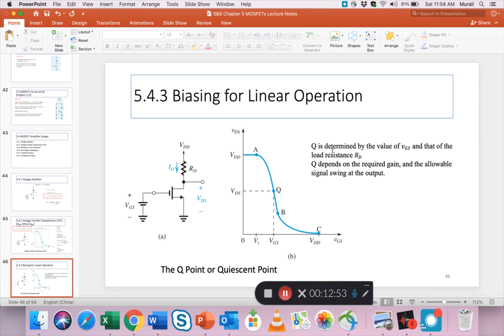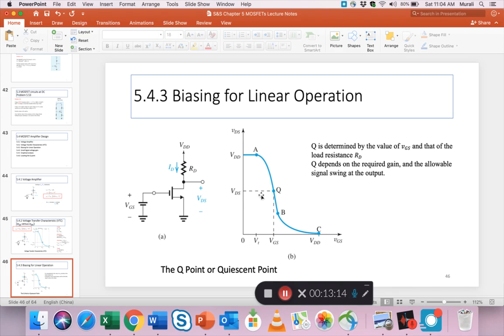So Q is determined by the value of VGS and that of the load resistance. More importantly, Q depends on the required gain and the allowable swing at the output. So how much do you want the output to swing? How much gain do you want? Do you want it to be 5? Do you want it to be 10?